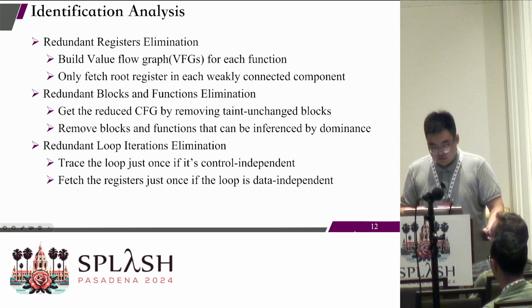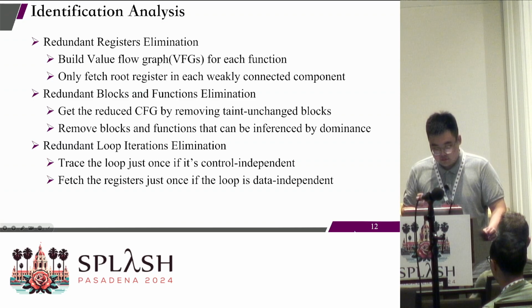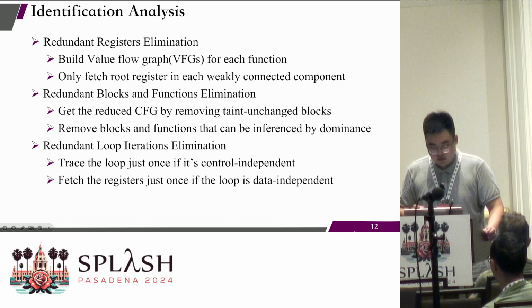And in the third optimization, we also found that a large amount of trace data is generated by just a very simple loop, similar to a memcopy or a string compare function. If the loop is control flow independent, we can trace the control flow just once. And if the loop is data independent, we can also trace the register values just once. The idea is simple, but is effective in real-world applications.